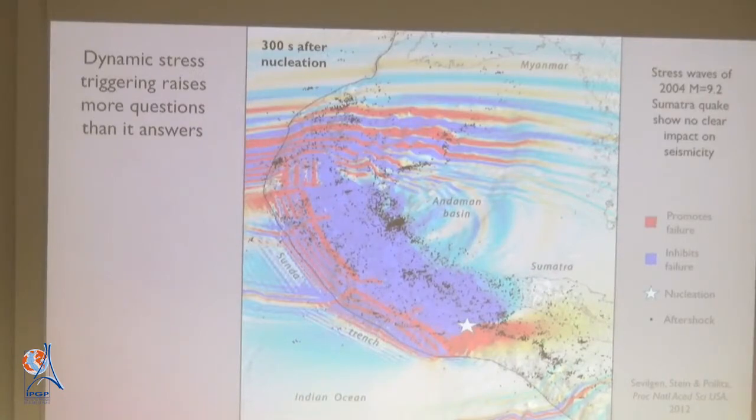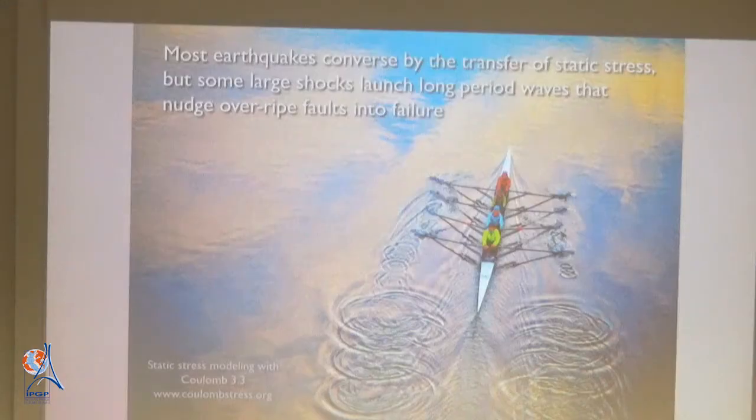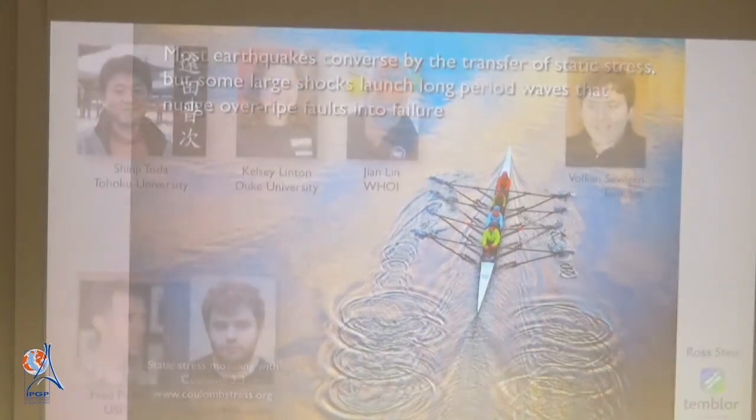But at this point, the conclusion that I reach, and the way I would like to end this talk, is to say most earthquakes converse by static stress. Some earthquakes, through dynamic stress, are able to nudge faults into failure. Maybe that's only really big earthquakes. Maybe it's also occurring at a smaller scale. That's where the frontier is in trying to understand the complicated role of dynamic triggering. And with that, I'd like to thank you and my collaborators.